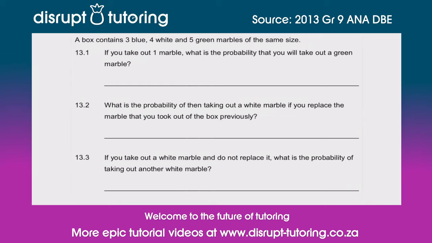Today we've got a probability question to deal with. Now they've said to us a box contains 3 blue, 4 white, and 5 green marbles of the same size. If you take out one marble, what is the probability that you will take out a green marble?